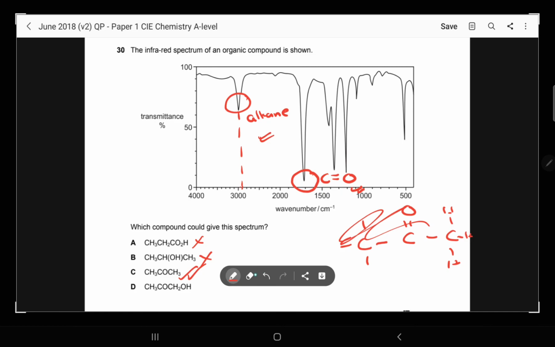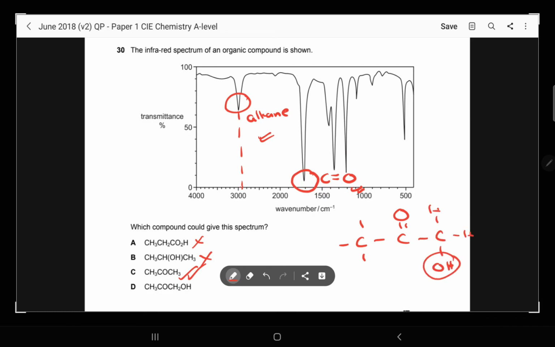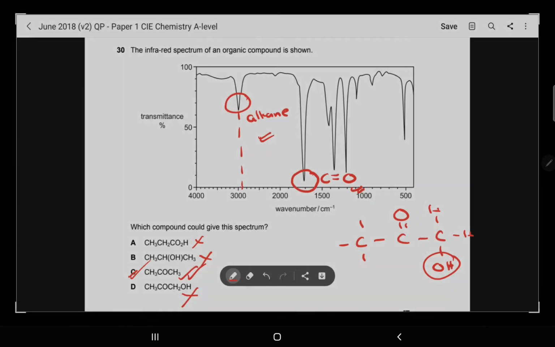The last one once again is CH3COCH2OH. So there is a carbon hydrogen group, a double bond O. There is hydrogen over here, there's an OH over here. This OH is not accounted for in our infrared spectroscopy, so this is not going to be our answer. The most likely answer is going to be C, so this is what our answer is going to be. The others do not match.